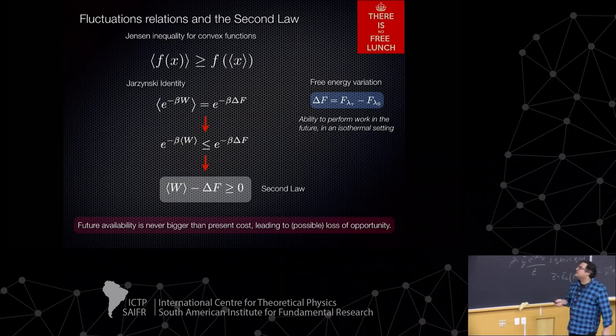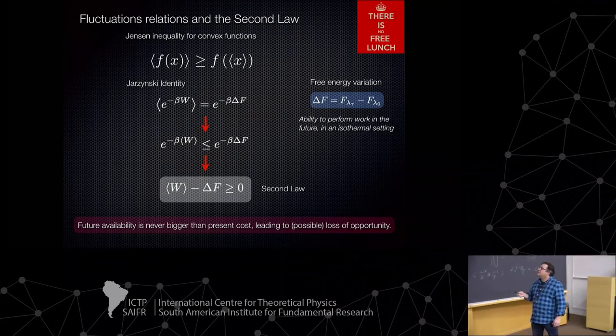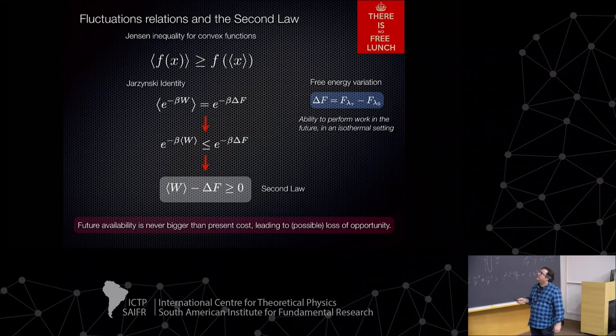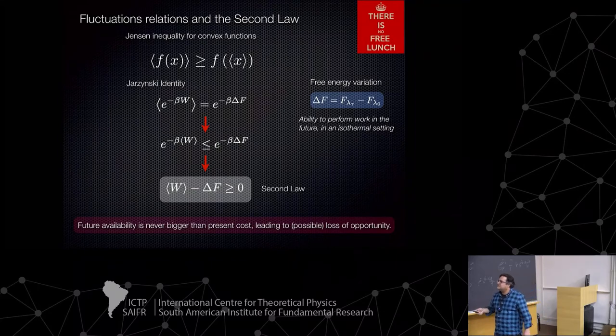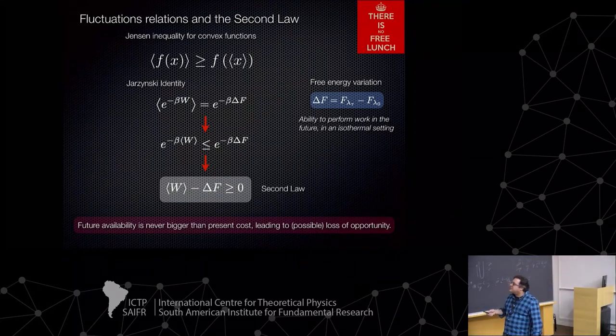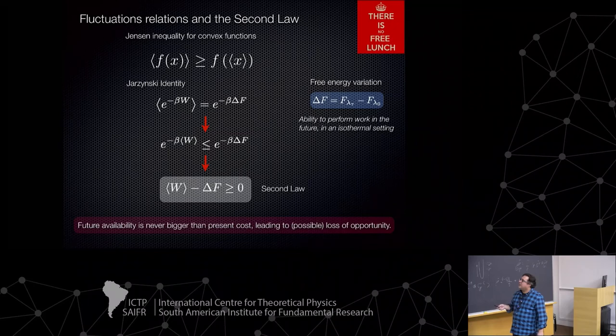So from this equality, we can show that we can obtain the second law of thermodynamics using Jensen's inequality, which is valid for a convex function like the exponential, right? And the second law says to us that the future availability is never bigger than the present cost. So the fact that the work minus the variation of free energy is always bigger than zero says that there is no free lunch, right?